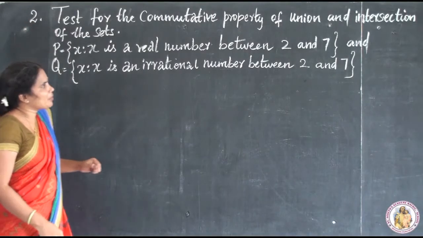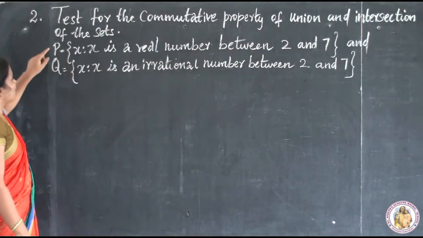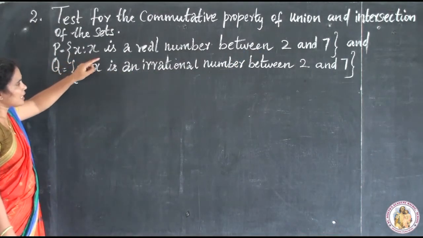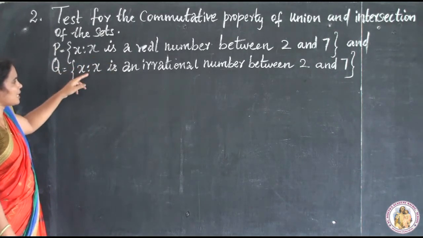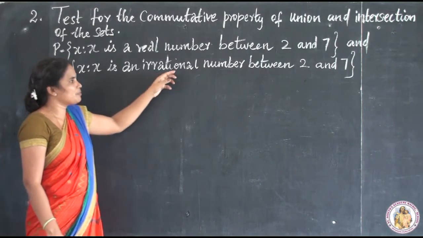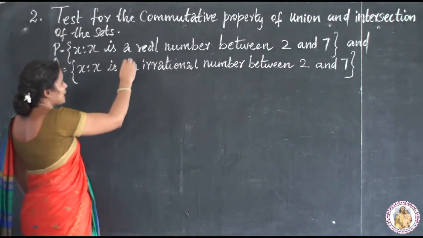Now let us move on to the next question. Test for the commutative property of union and intersection. P is equal to the set of x such that x is a real number between 2 and 7, and Q is equal to the set of x such that x is an irrational number between 2 and 7. Here P is given as real numbers.